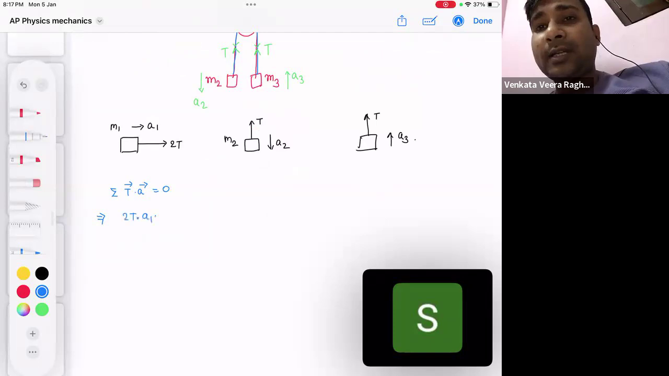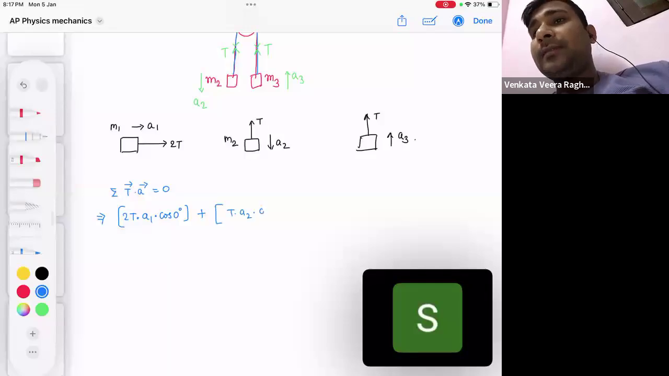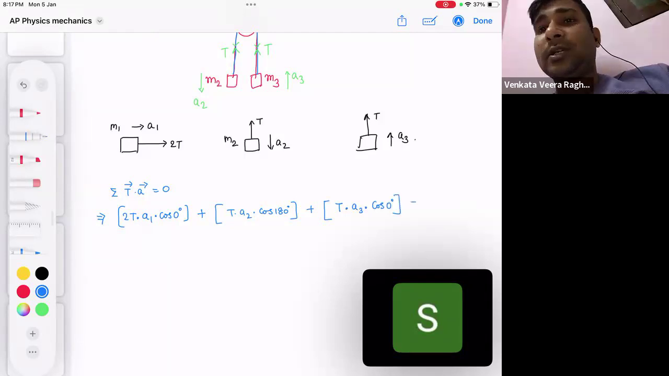Tension is 2T, acceleration is A1, angle between them is 0 degree. For the M2 block, the tension is T, acceleration A2, angle between them 180 degree. Third block, tension T, acceleration A3, angle between them 0 degree. That summation should be equal to 0.